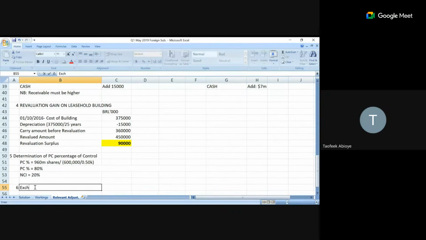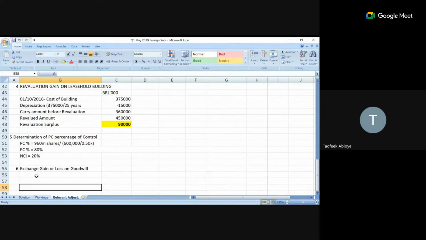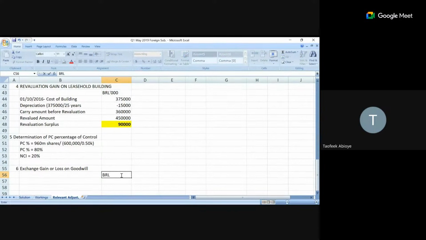Exchange gain or loss. It can be a gain or loss on goodwill. So now this is what we are going to do. We are going to create 3 columns. This will be BRL, goodwill in BRL. This will be exchange rates. Then this will be Naira, because we are changing back to Naira.